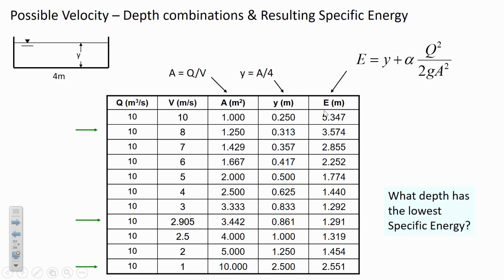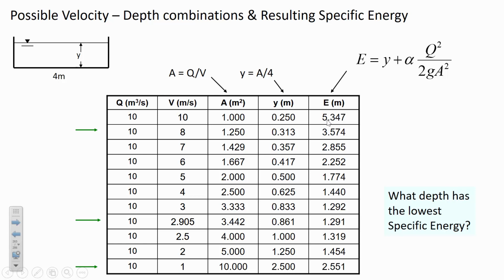The thing that's interesting to look at is that the energy is high at one extreme. Now, when the depth is small, where is the energy? It can be in two places: the depth or the velocity head. So in this top row, where is most of the energy? Is most of the energy in the flow depth or in the velocity head?